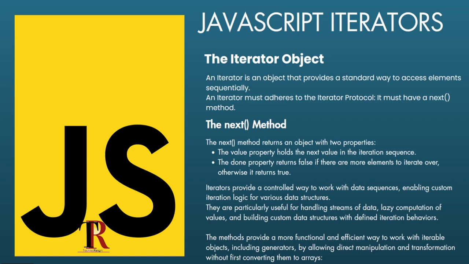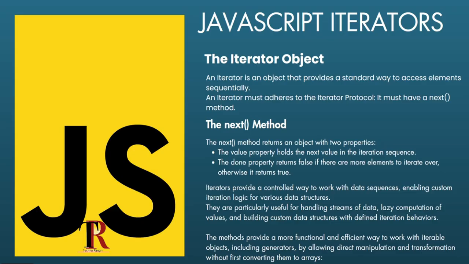Now, moving away from what we have right here on the screen, in 2025 ECMAScript officially approved a set of new iterator helper methods, and we are going to be looking at those helper methods one after the other in the following lessons. Those helper methods significantly enhance the functionalities of iterators in JavaScript. The methods provide a more functional and efficient way to work with iterable objects, including generators, by allowing direct manipulation and transformation without first converting them to arrays.